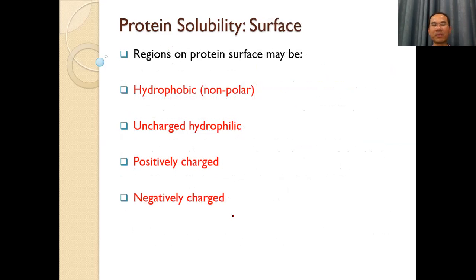The solubility of a protein also depends on the surface of the molecule. Regions on the protein surface may be hydrophobic, meaning they don't like water. If we check the surface, there are some charged or uncharged regions, polar or non-polar. If it's non-polar, that means hydrophobic. If the surface is charged, it is hydrophilic, meaning it likes water, with positive or negative charge. It depends on the kind of molecule on the surface.